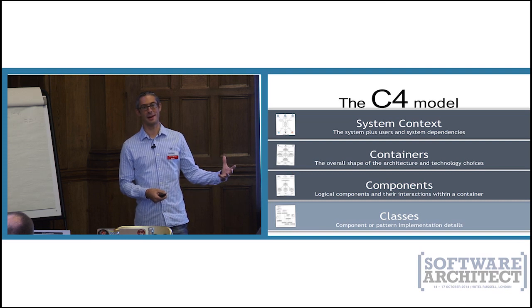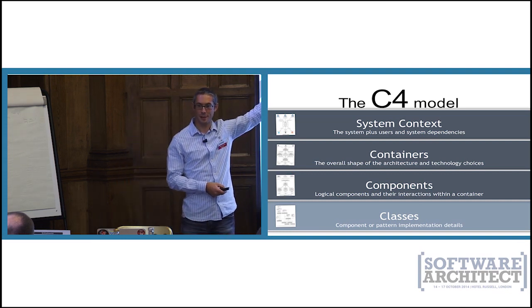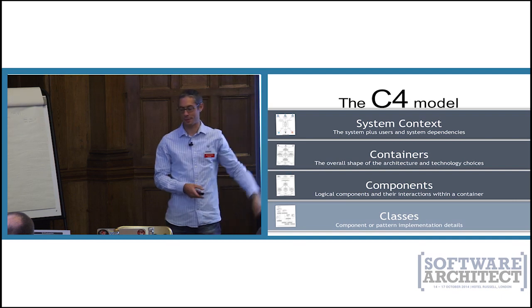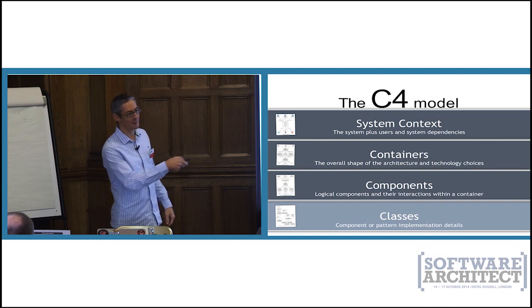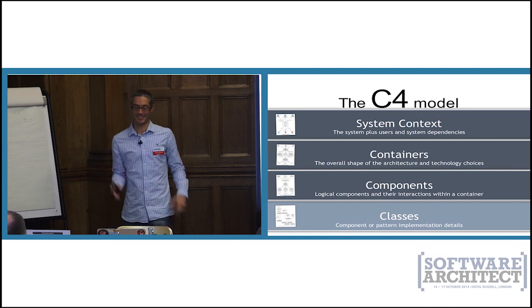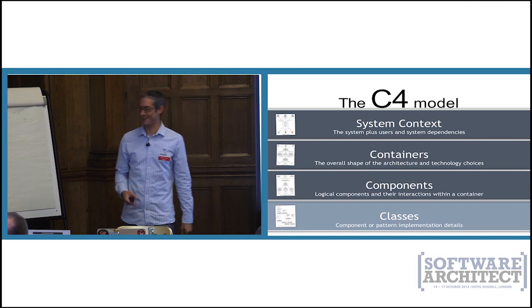Right, so this is what I was talking about. This is the static model, and it's a really simple tree structure. A system made up of containers, they contain components which are made up of classes. And from this, this is what I call my C4 model.